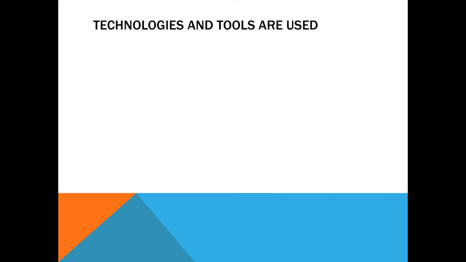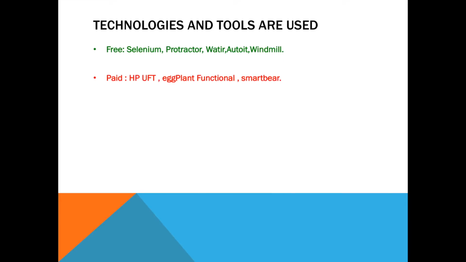Technologies and tools that are used. The software tool might be free open source, such as Selenium or Watir, and might be paid, such as HP Unified Functional Testing, Eggplant Functional, SmartBear. But we are using Selenium and Protractor as web automation tools. Okay, so mainly we use Selenium, and it's mostly used for black box testing, but there are some exceptions.